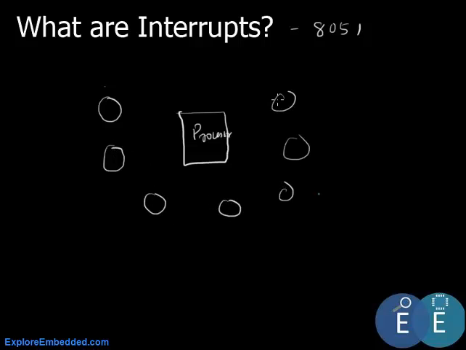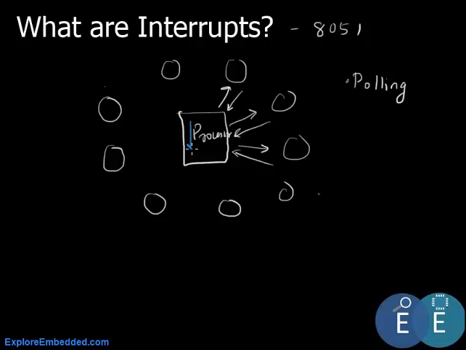Now instead of the processor going to each one of the devices and asking whether it needs some kind of service, this method wherein the processor goes to each of the devices and asks whether it requires any kind of service is called polling. Now this would not be very efficient because the processor will not be able to do its own task, or the main job it is required to do.